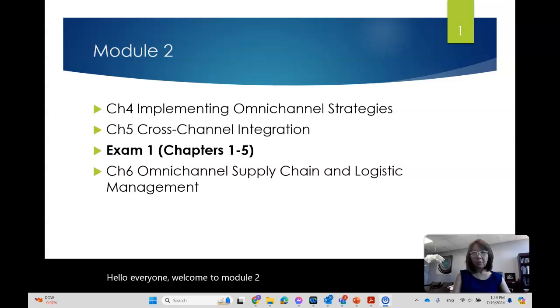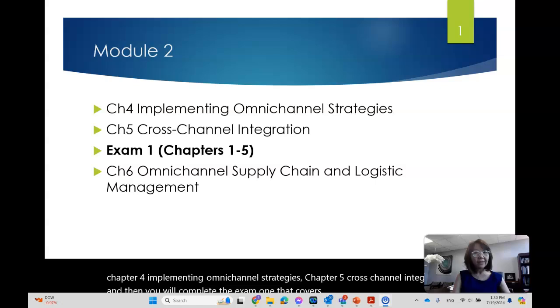In Module 2, we will cover 3 chapters, including Chapter 4, Implementing Omnichannel Strategies, Chapter 5, Cross-Channel Integration, and then you will complete Exam 1 that covers Chapters 1 to 5, and then we will finish up Chapter 6, Omnichannel Supply Chain and Logistics Management.